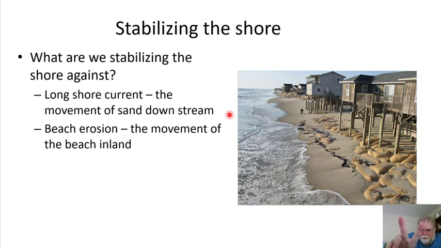Because there's two things going on here, and they're not really related to each other. First is the longshore current, what we just talked about, longshore current, beach drift, moving that sand downstream. An unrelated issue is what we kind of call beach erosion or sea level rise. That's a different thing. So they're both a problem, but they're different problems. Let's talk about the longshore current first.